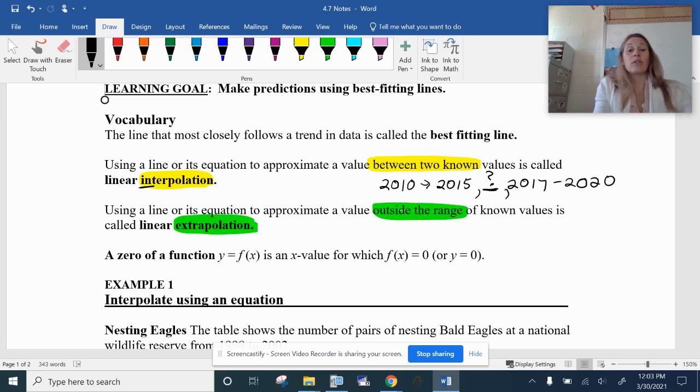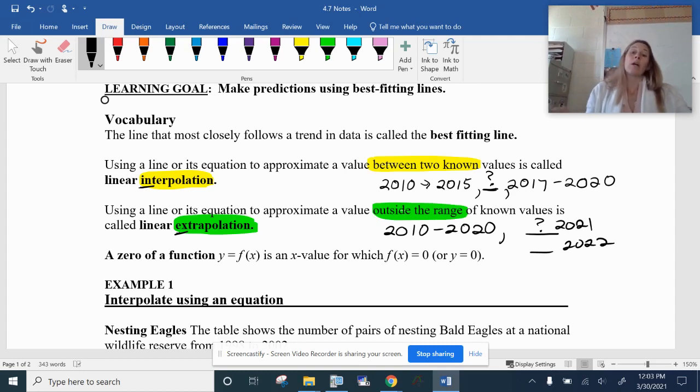On the other hand, extrapolation would mean that we're predicting something that's outside of our data. So let's say we have a bunch of data from 2010 through 2020, but we want to make a prediction about 2021 or maybe 2022 or maybe some other year in the future. So if we have a whole bunch of data prior to that year and we want to make a prediction as to what might happen in the future, that would be called extrapolation, because it's outside of the known set of data that we currently have.